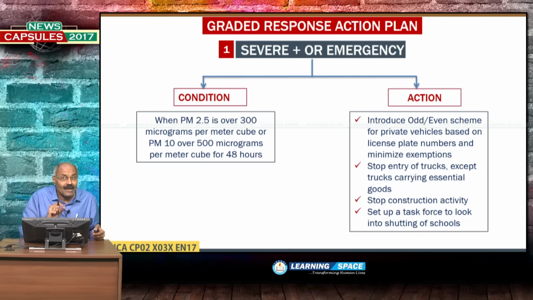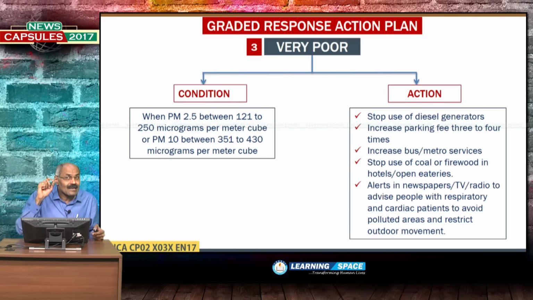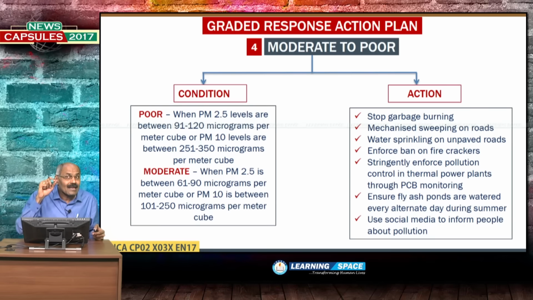In the Graded Response Action Plan, there are 4 cases. Case 1 is severe plus or emergency, then case 2 is severe, then case 3 is very poor, then case 4 is moderate to poor, and this way air pollution is divided into 4 categories. And what action is to be taken when PM 2.5 exceeds some limit, when PM 10 exceeds some limit? Under those circumstances, it is specified clearly.